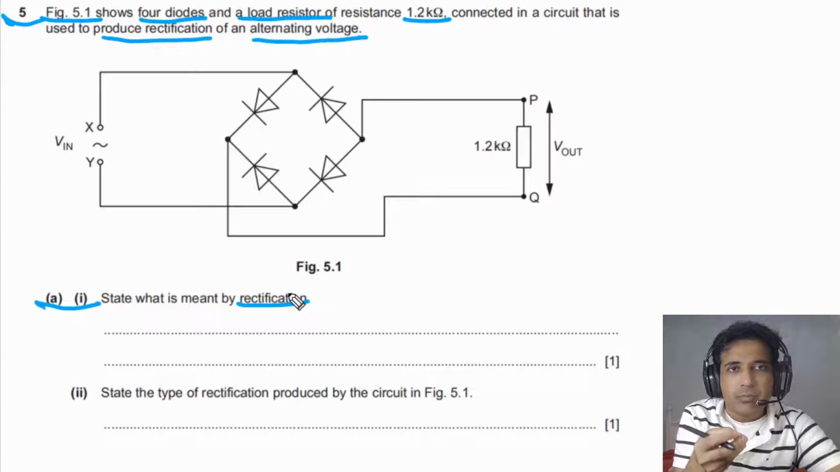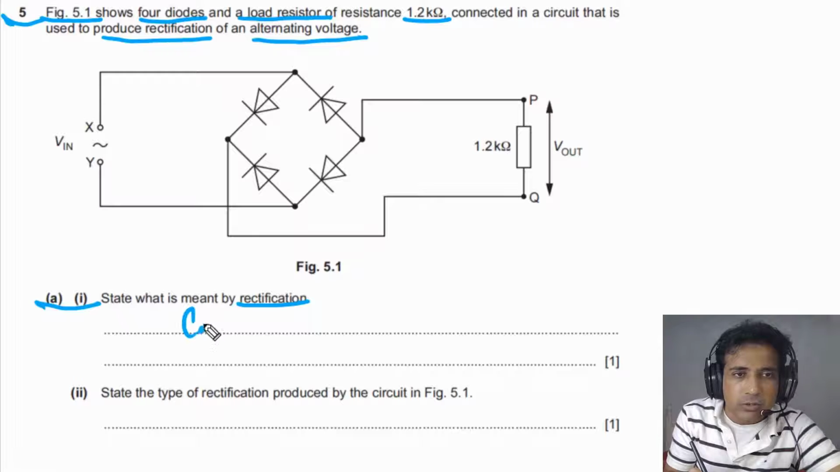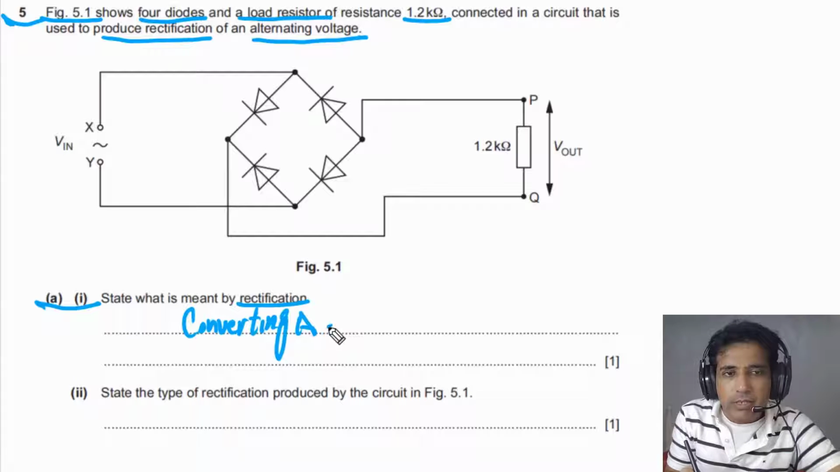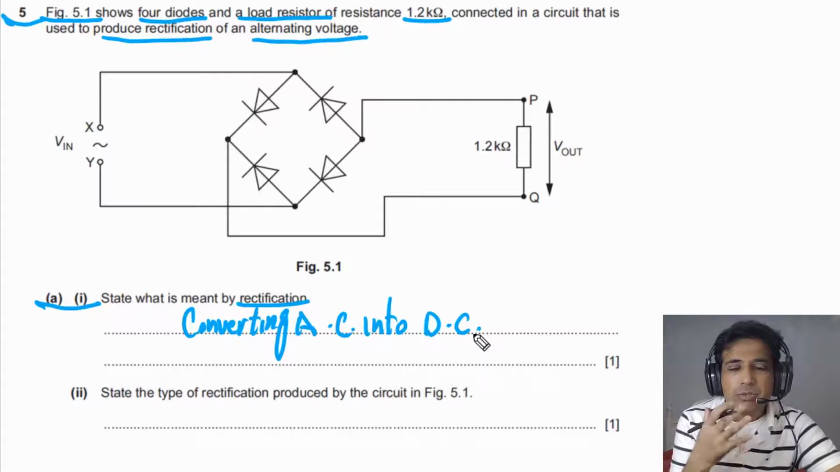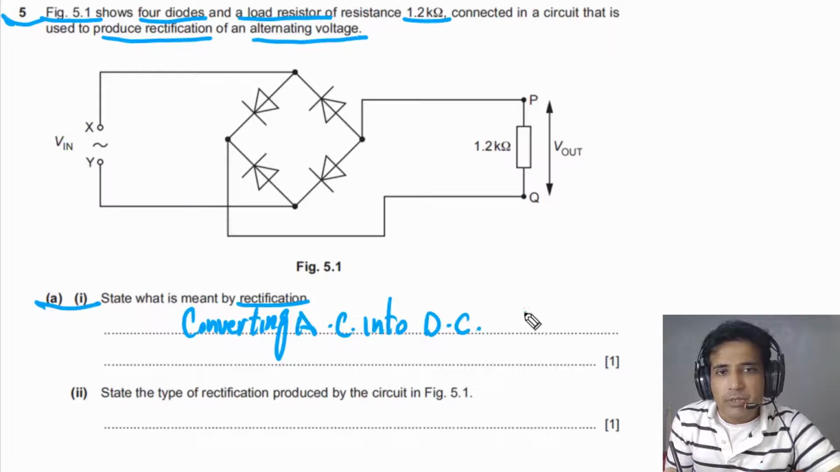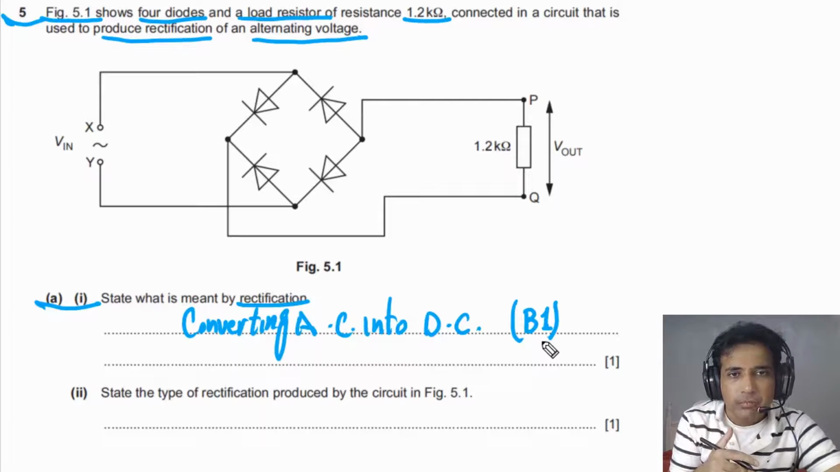Rectification simply is a process. With the help of this process, we can convert AC into DC. So we can say converting AC into DC is called rectification. This is how you can simply state what is meant by rectification. This question has 1 mark, that is B mark. If you simply write down converting AC into DC is called rectification, you will get 1 mark.